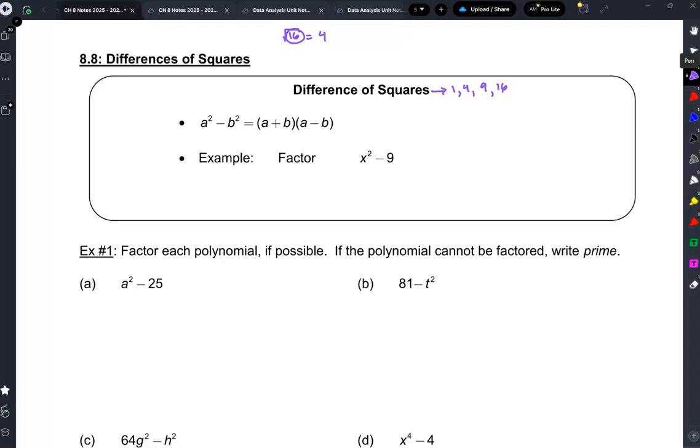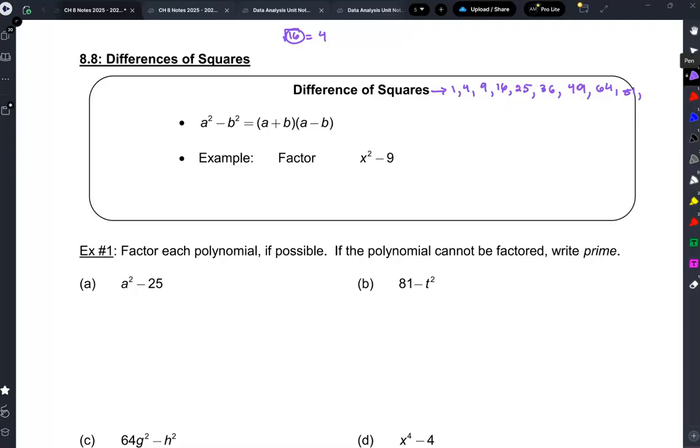Can somebody raise your hand and tell me the next perfect square? 25. Anybody can tell me the next one? 36. Anybody can tell me the next one? Not 42. 49, right? So 36 is 6 squared, 49 is 7 squared, and then what's the next one? 64 is 8 squared, 9 squared is 81.